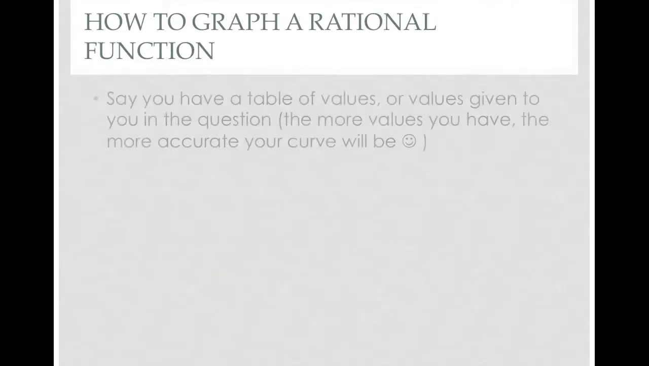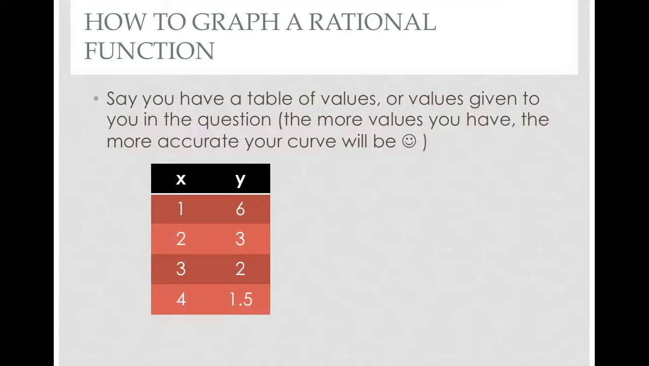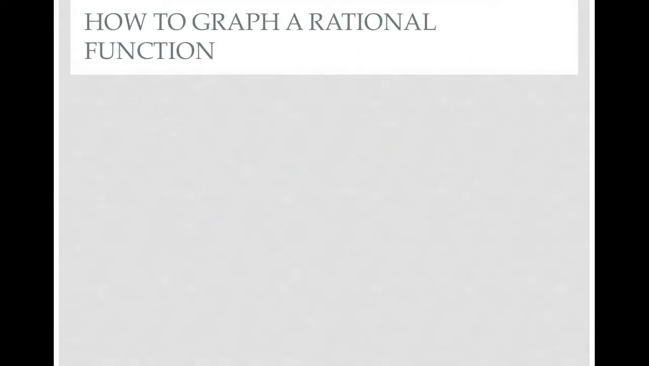Now let's talk about graphing. Say you have a table of values or values given to you in the question. The more values that you are given, or the more coordinates that you are given, the more accurate your curve will be. So here is a table of values that I've given to you, and I'm telling you that it is a rational function. The first step is to always plot these points on a Cartesian plane. So I'm going to do that in the next slide.